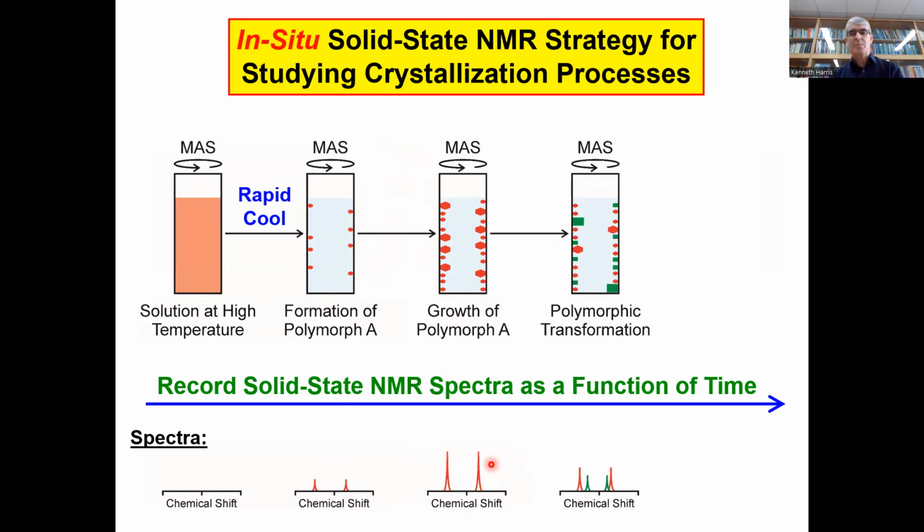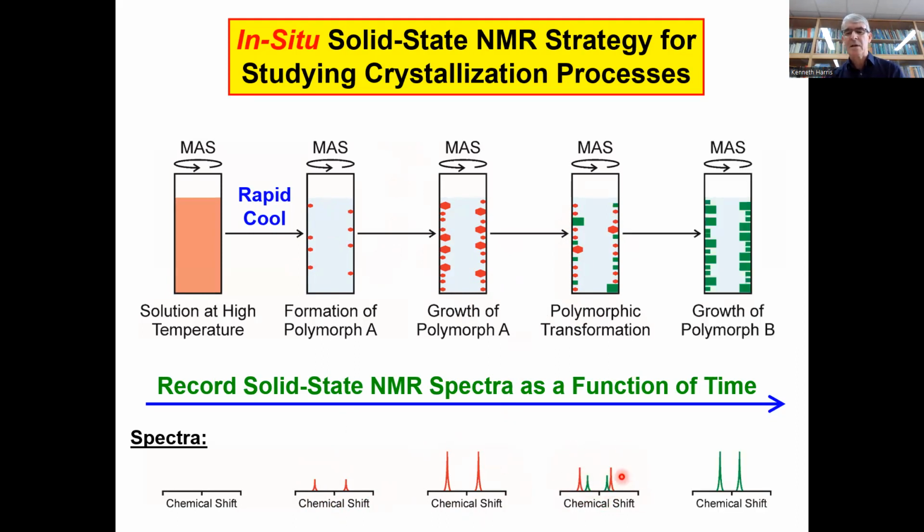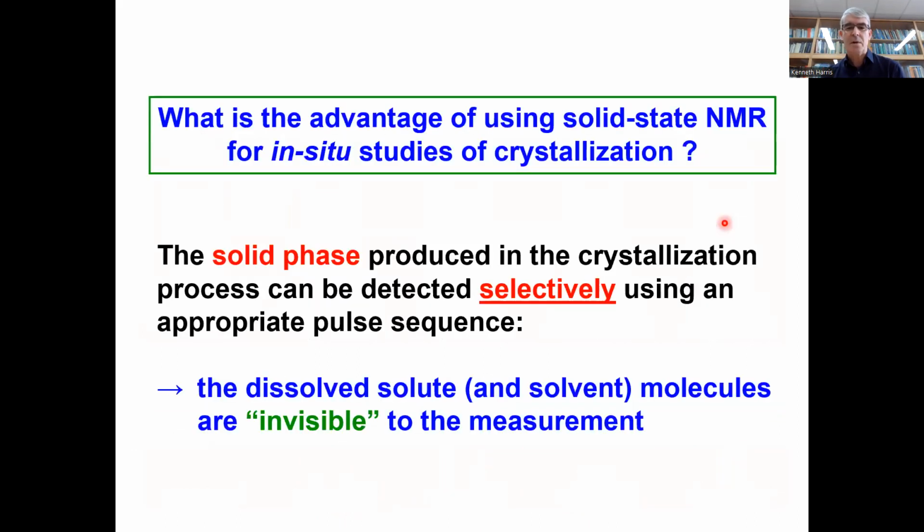but then one can observe polymorphic transformation to a more stable polymorph shown in green, and now the more stable polymorph grows at the expense of the original one shown in red. We can see all these changes occurring in the solid-state NMR spectrum, and therefore we can deduce the changes in the identity and the amount of the different solid phases present as a function of time.